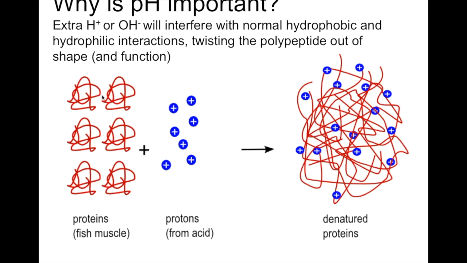You cook it, they get all tangled up. You can actually basically cook an egg with a very concentrated acid. You get the same exact thing, although I would not recommend eating that egg that you cooked with the acid because it will still have the acid in it.